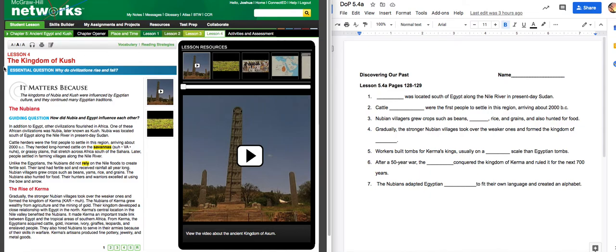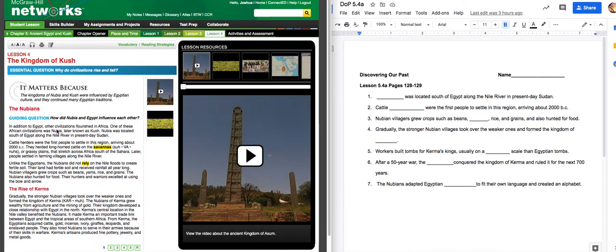We're on to lesson 4 today. It's called the Kingdom of Kush. The kingdoms of Nubia and Kush were influenced by Egyptian culture, and they continued many of the Egyptians' traditions. We have a goal of why do civilizations rise and fall. You should recognize that from lesson 3. It was also the same one. So Kush, Egypt, Nubia, they all come and they all go as far as power is concerned.